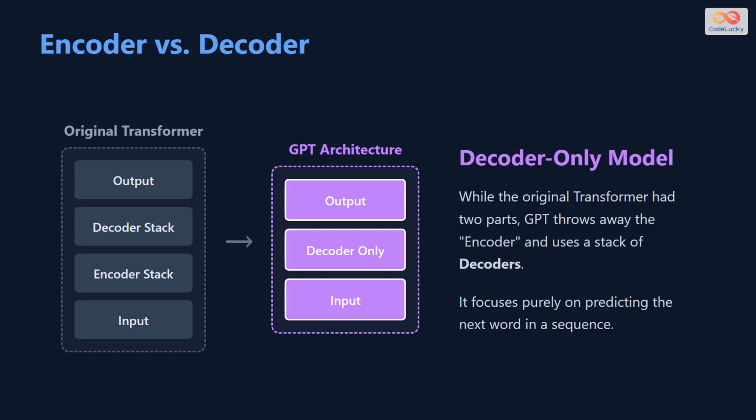The transformer architecture was introduced in a famous paper called Attention is All You Need. The original design had two parts, an encoder to read input and a decoder to produce output. However, GPT models are unique. They discard the encoder and strictly use a stack of decoders to predict the next word in a sequence.